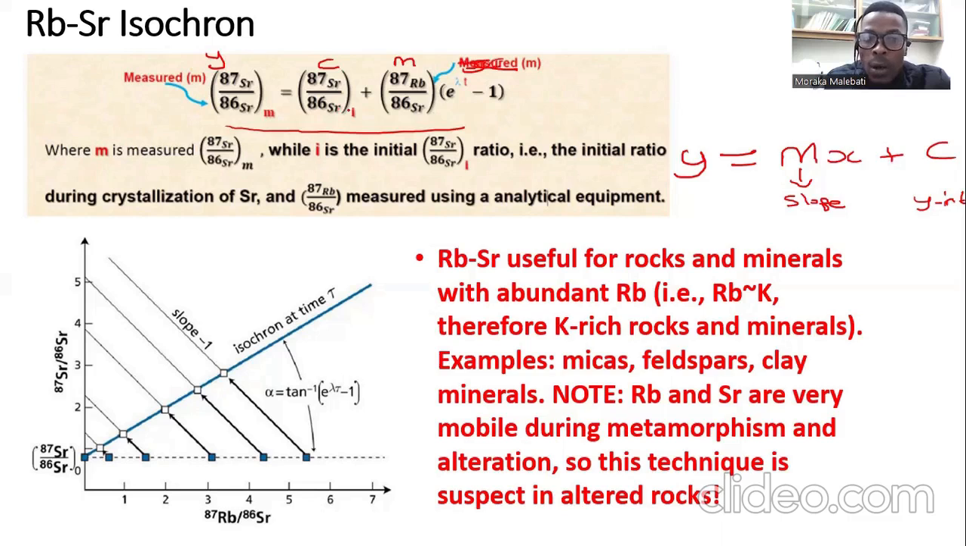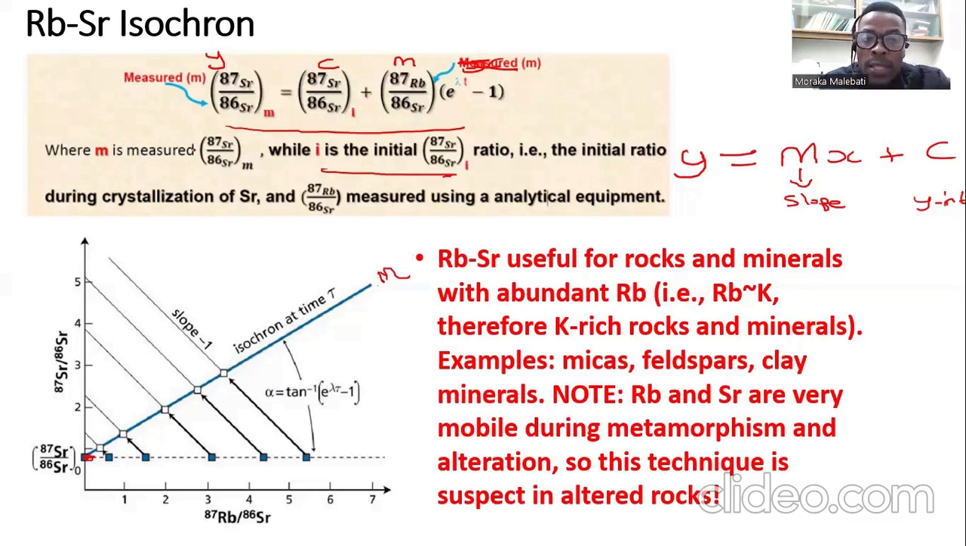Can you now see? This ratio here, strontium-87 over strontium-86, is the initial ratio. But it's the y-intercept, which is why it touches the graph here. Sorry about that. It's the y-intercept of the graph. It's the initial ratio. And the slope of this line is given by m, which is rubidium-87 over strontium-86.